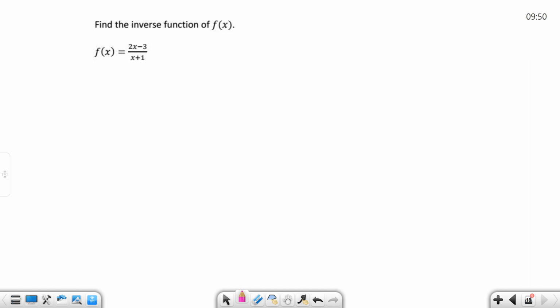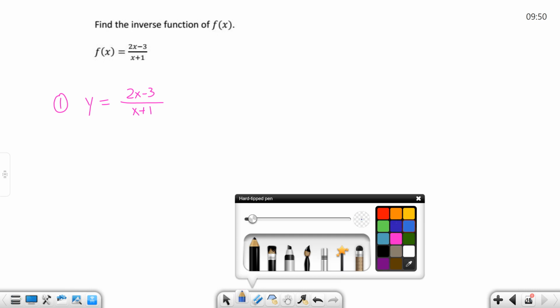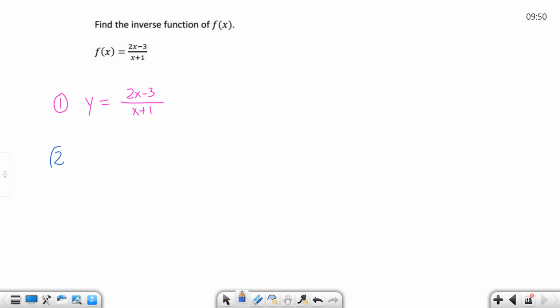Wow. f of x equals 2x minus 3 over x plus 1. The first step is to replace f of x with y, right? So y equals 2x minus 3 over x plus 1. And then the second step is to swap your what? x's and y's. So that's x equals 2y minus 3 over y plus 1. Both those x's become y's.